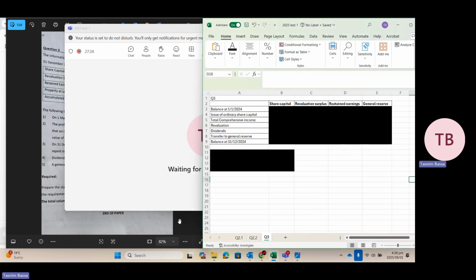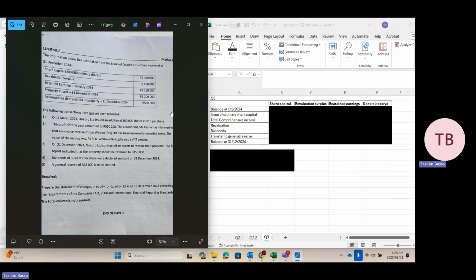Okay, so we're going to continue with question 3 of the 2025 paper. You'll see the question on the screen and we'll be working with the solution on the other side. Here the required says prepare the statement of changes in equity for Quadro Limited as at 31st December 2024 according to the requirements of the Companies Act 2008 and International Financial Reporting Standards. The total column is not required.